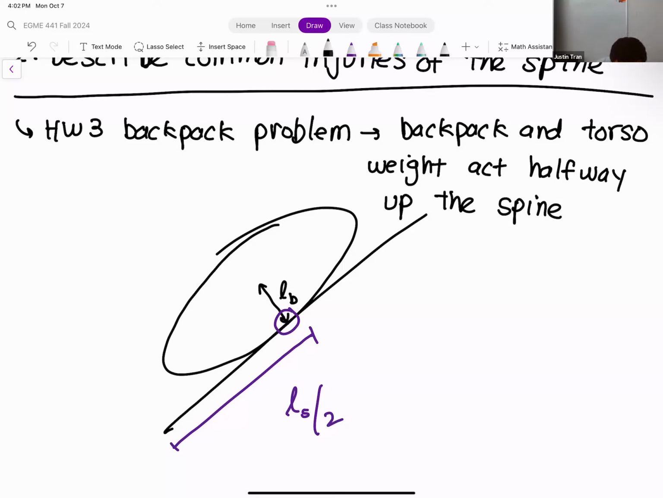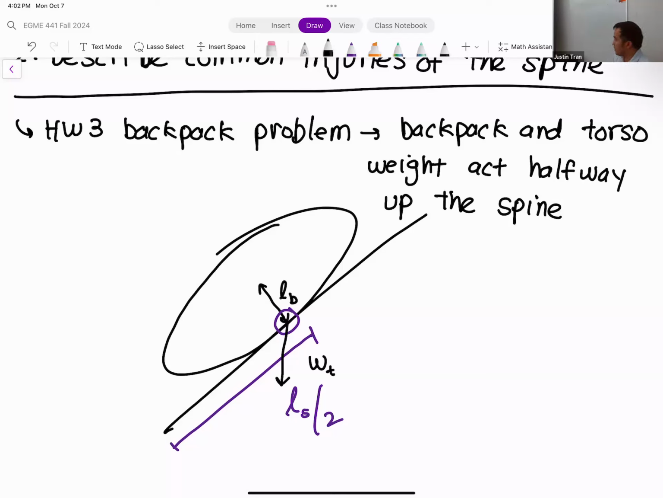And then the other thing that acts at the halfway point is the weight of the torso itself. Right. So both of those things act at the same midpoint. I think in the figure I drew it where the weight is a little bit off center, but you can assume that both act right at that midpoint. Okay. Any questions on that or anything else before we get started for today?